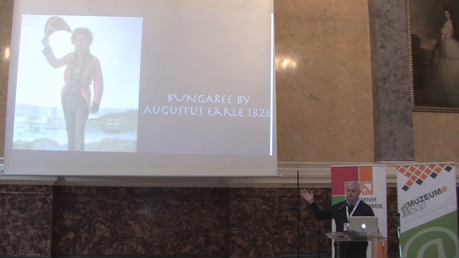Here he is painted, and he's wearing the colonial governor's off cuts, his uniform that he didn't need anymore.